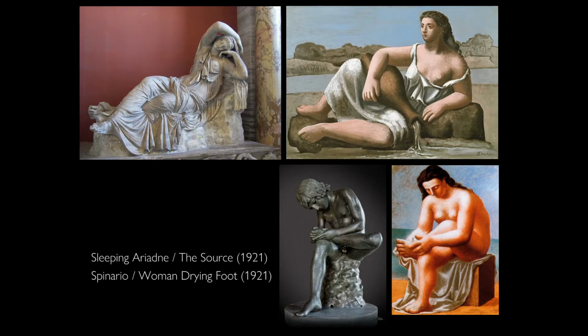Just some images to make that irrefutable. The sleeping Ariadne next to the source, and the proximity of pose between this woman drying her foot and the Spinario. Yet Picasso also denounced classicism in 1935, warning of its seductiveness. He said, "The beauties of the Parthenon, Venuses, nymphs and narcissuses," you can't really pluralize narcissus, "are so many lies."